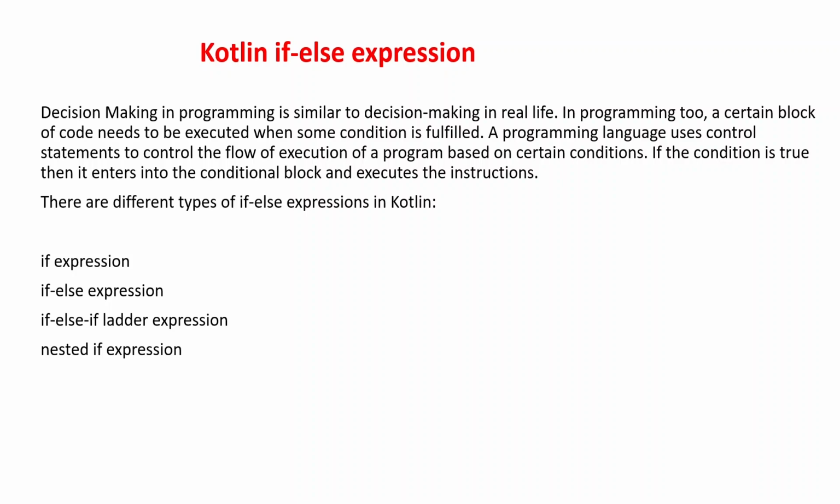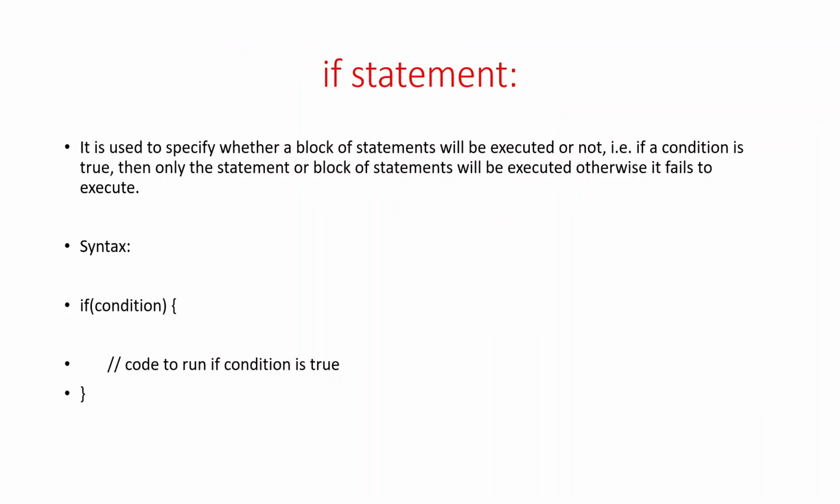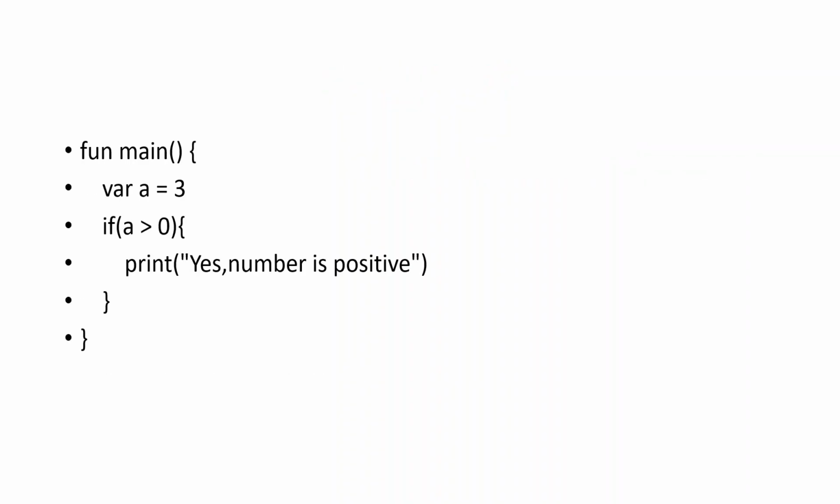Let's start with the if statement. It is used to specify whether a block of statements will be executed or not. If a condition is true, then only the statement or block of statements will be executed. Otherwise, it fails to execute. Its syntax is like this: if condition, code to run if condition is true. For example, there is one program, function main. Here a variable a is 3. If a is greater than 0, yes, number is positive.